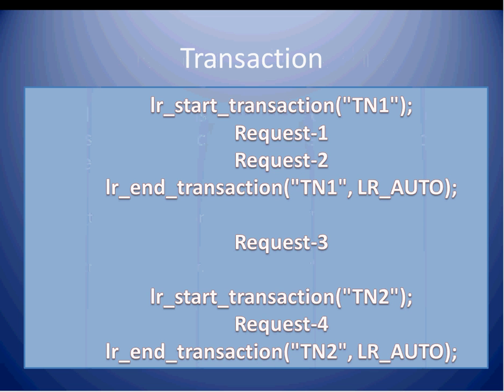Let's take an example. We have requests 1, 2, 3 and 4. An action on application can trigger one or many requests to the server. So request 1 and 2 are examples of such action. So here transaction TN1 is measuring the response time of request 1 and 2, whereas transaction TN2 is measuring the response time of request 4. As request 3 is not enclosed by any transaction function, its response time is not measured.